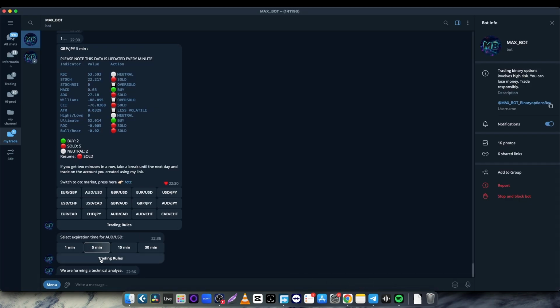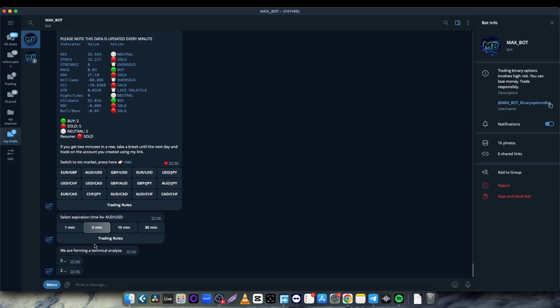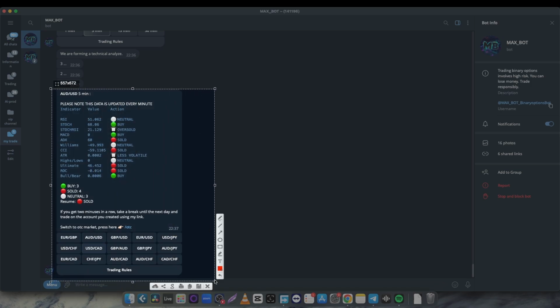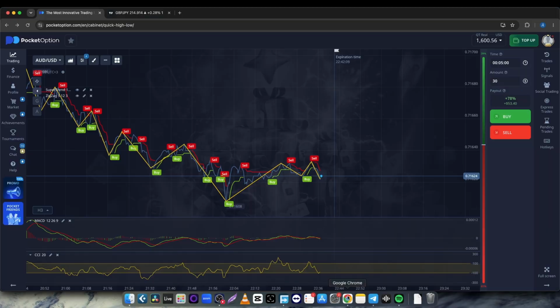Now I switch to Telegram and activate the 5-minute analysis option. As you can see, the neural network begins processing market data and soon generates a signal indicating a potential downward movement. In other words, the artificial intelligence serves as an analytical assistant that helps evaluate possible market opportunities.